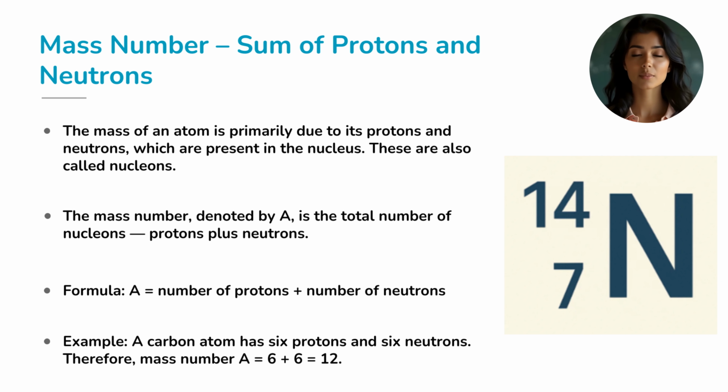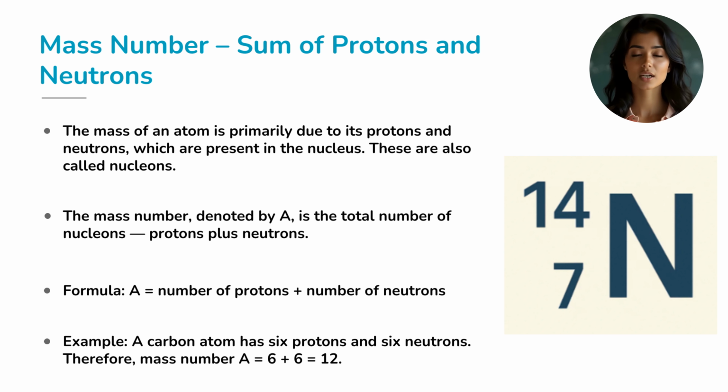Let's take an example, nitrogen. It has 7 protons and 7 neutrons. So its mass number A is 7 plus 7, which is 14. Here's the simple formula you can remember. Mass number A equals number of protons plus number of neutrons.